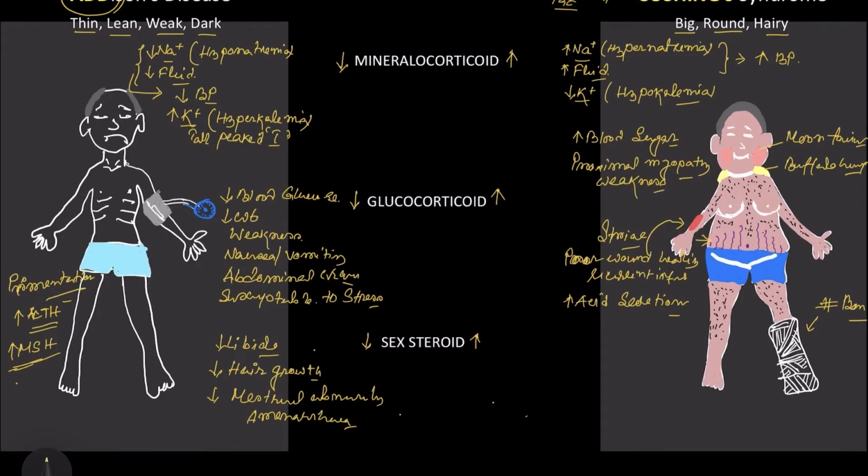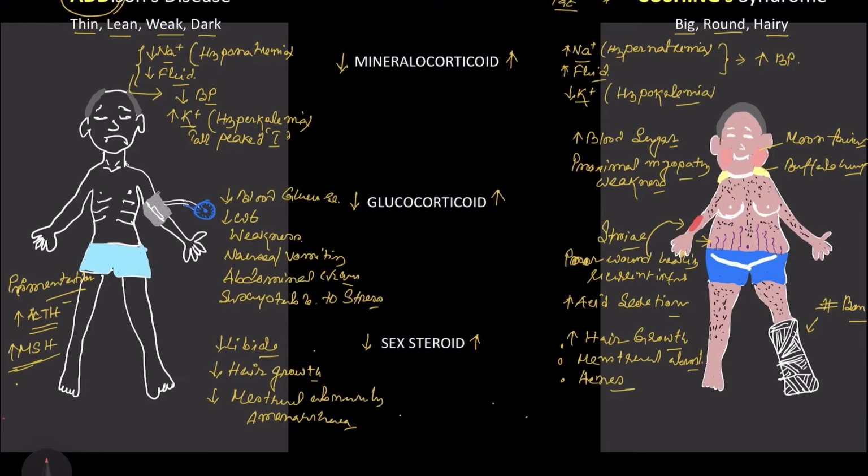Excess adrenal sex steroid in Cushing syndrome leads to the development of a few clinical features, like there will be increased or excess hair growth, and there will also be menstrual abnormalities in females like excess menstruation. Okay, and also there may be development of acne. So these are the features of Cushing syndrome and Addison's disease.